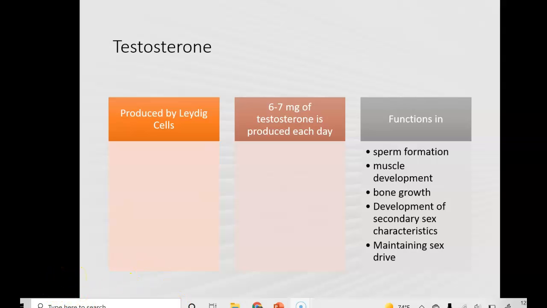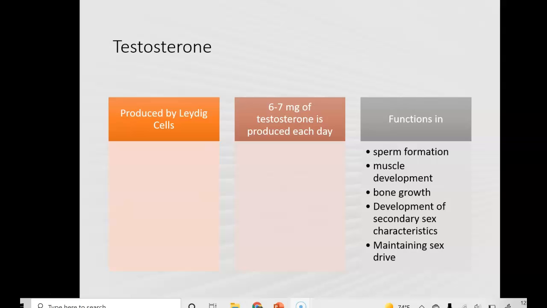Maintaining the normal concentrations of testosterone is going to be really important, again, in the development of sperm cells, or spermatogenesis, and also going to play a really important role in several other functions, including muscle development, bone growth, the development of secondary sex characteristics, so those characteristics that are typical of a male, and then also maintaining sex drive.